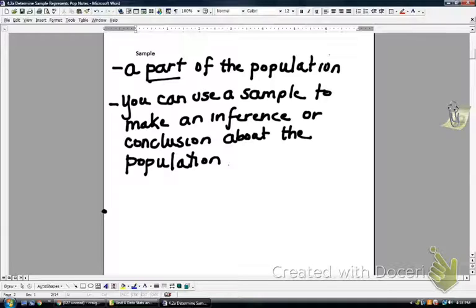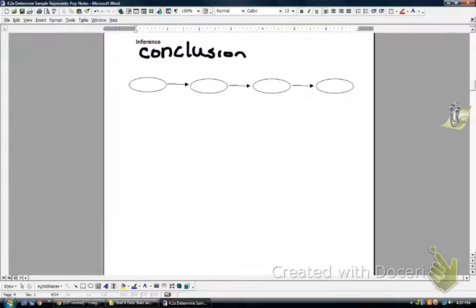Sometimes the population is just too big to survey, and when that happens, you take a sample, which is a smaller part of the population, so you can draw a conclusion about the whole thing. An inference is a conclusion, and you should know that from your ELA classes. When you make an inference, you're drawing a conclusion.